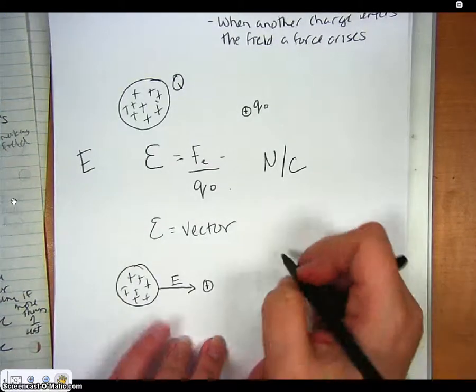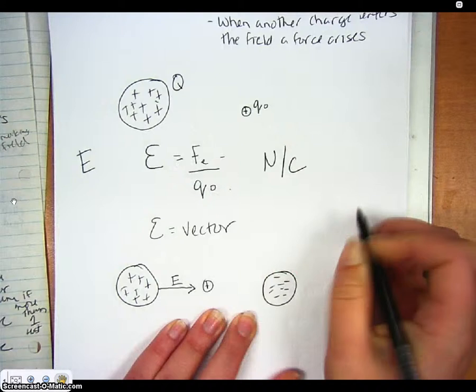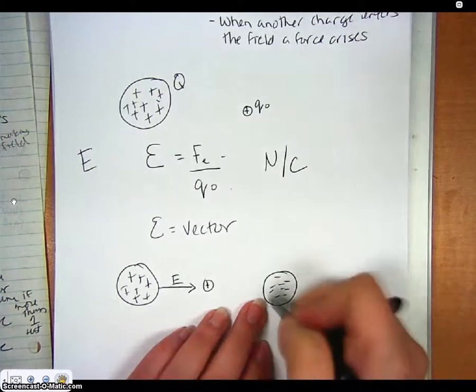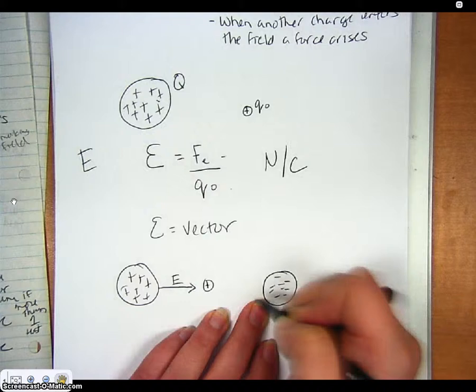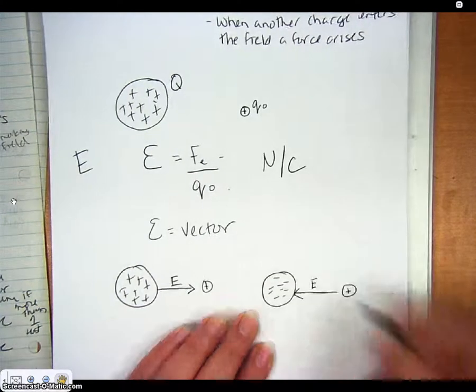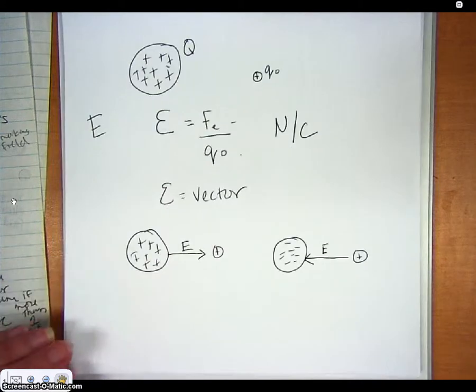Okay, now in the other case, let's say we have got a big negative object and we put a positive test particle over here. Well, the force on this thing is going to be in this direction, right? So the electric field line would be toward this thing. And a good convention to remember is that electric field lines always point towards the negative or away from the positive.